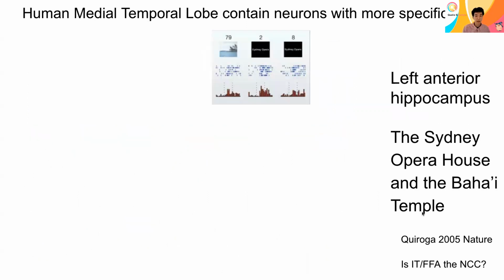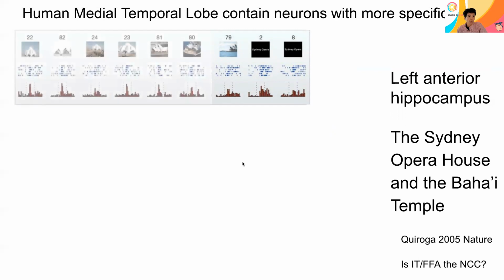And then another interesting example is this left anterior hippocampus neuron. This one responded to the Sydney Opera House. So when the patient saw the Sydney Opera House, or when they were shown the text of Sydney Opera, it generated lots of response. However, it also responded to something similar to the Sydney Opera. It's not quite the Sydney Opera, but it's actually the Baha'i Temple, right? But it turns out that this patient didn't recognize the Baha'i Temple.